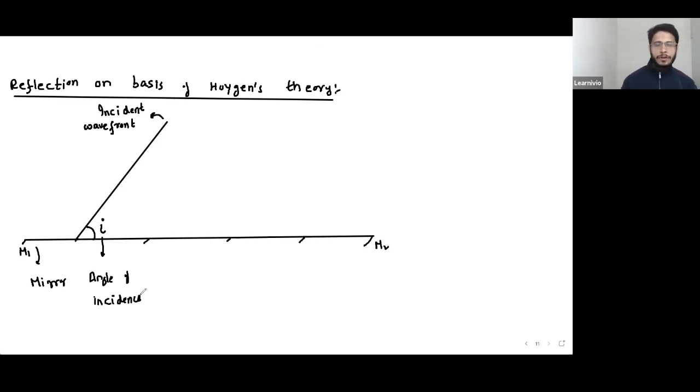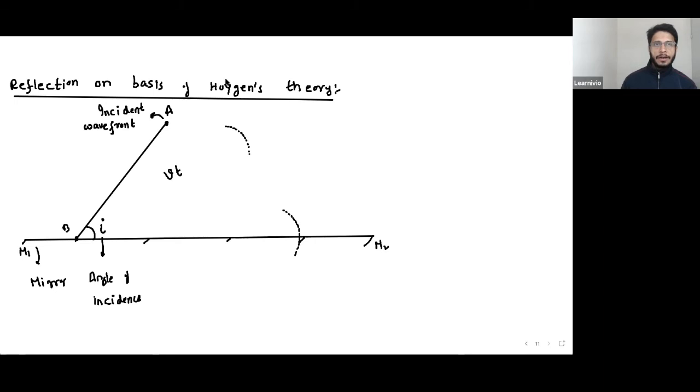To draw the reflected wavefront, you can use the same Huygens principle. Take 2 points on the primary wavefront. This is point A, this is point B. From point A, take one arc, and from point B, take an arc. The radius of the arc is speed of light into time, so that's V into T. From A, take another arc. The radius would be the same because the medium is the same. So both the arcs will have the same radius. I draw another arc.